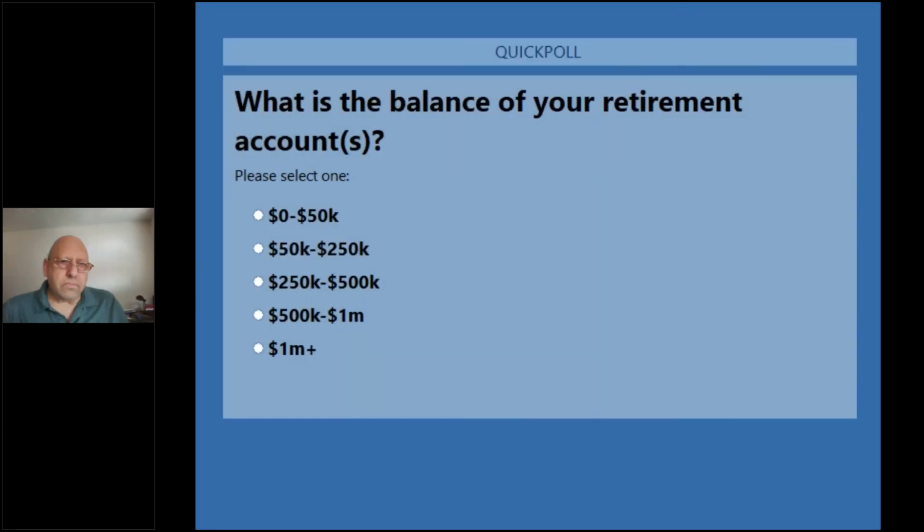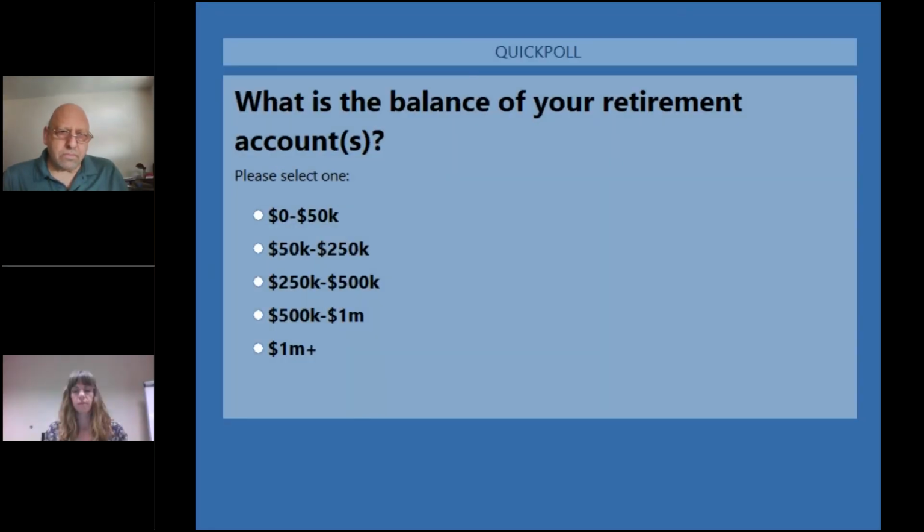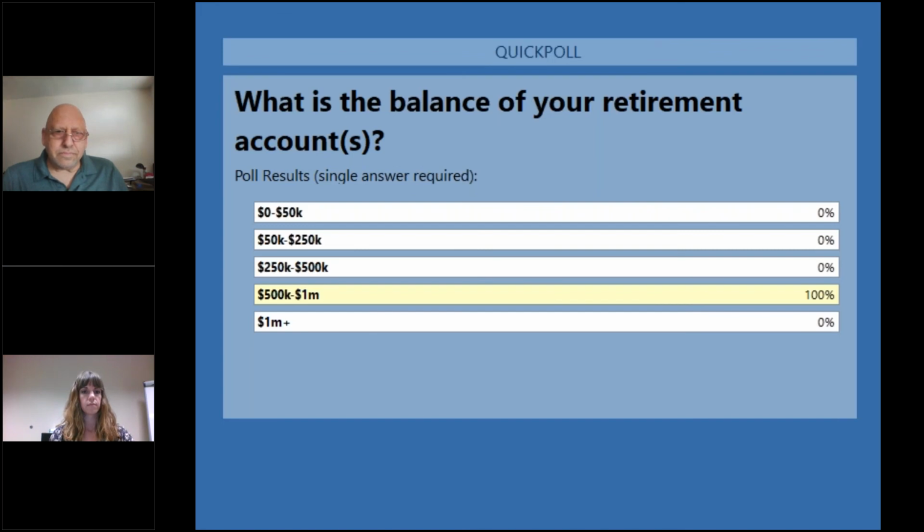And this one is obviously, if you're comfortable sharing, what is the balance of those retirement accounts? Okay, I'll close that one out. Let's see the results. So a good healthy number, that's good. There's a lot that you can do with that.